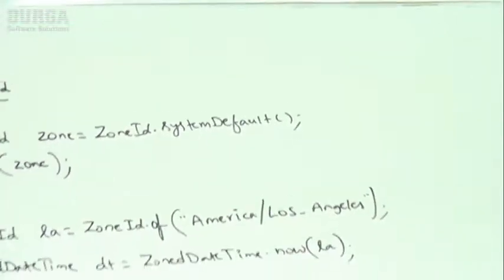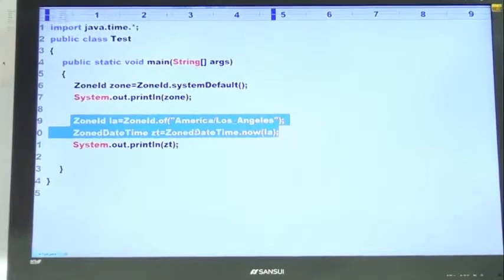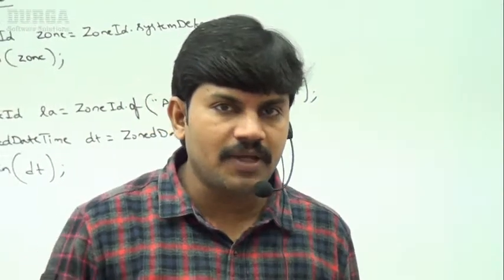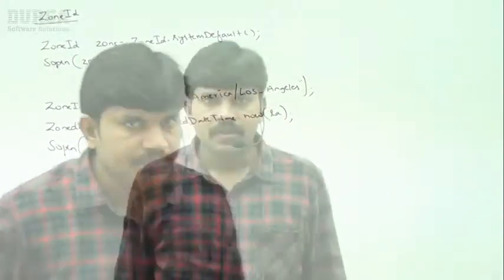So that is how to create a zoned object for a particular zone and print the current date and time. Everyone can understand, right? Such ready-made things are available in the java.time package, right? Clear for all of you, right? So now it's very clear for you people.